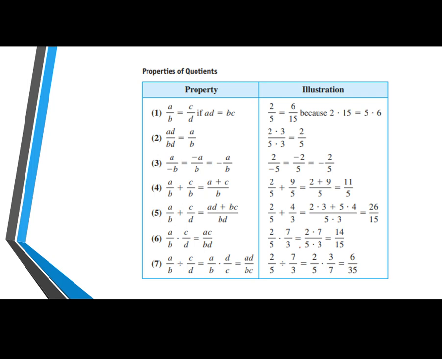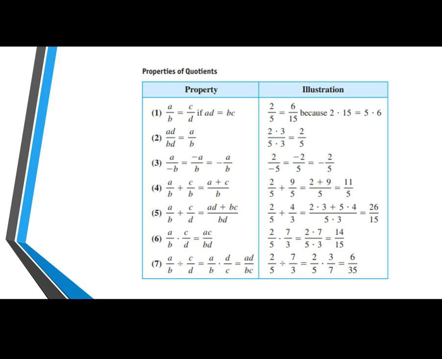Properties of quotients. Okay, so we will add these. The following properties of quotients are true, provided all denominators are non-zero real numbers. So these are all true, except that the denominators must not be equal to 0. The first property: a over b is equal to c over d if ad is equal to bc.